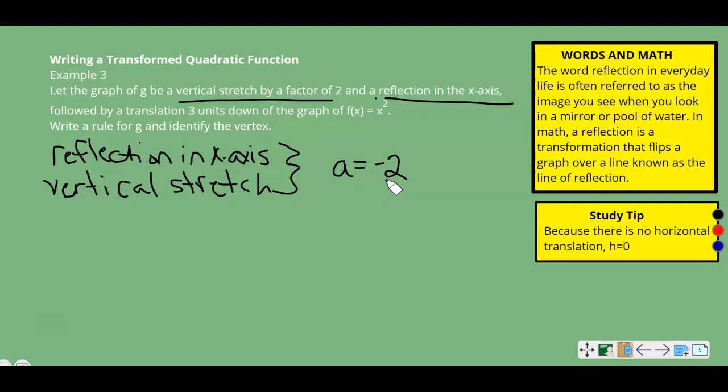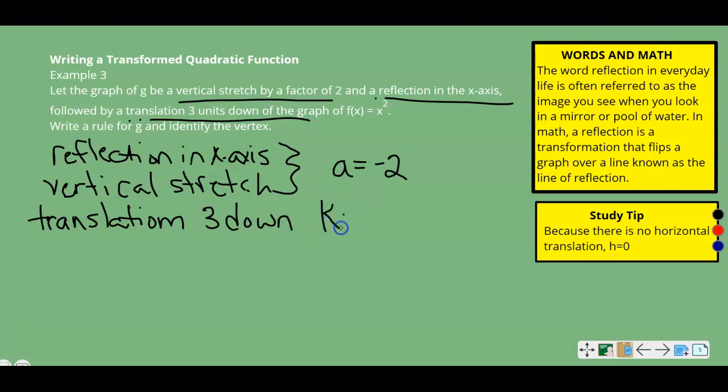It says it is followed by a translation 3 units down. All right, so 3 units down, that would be our k value. So a translation 3 down, that means k equals negative 3. If it went up, it'd be positive 3. Going down means k is negative 3. All right, so that's all the transformations we have.